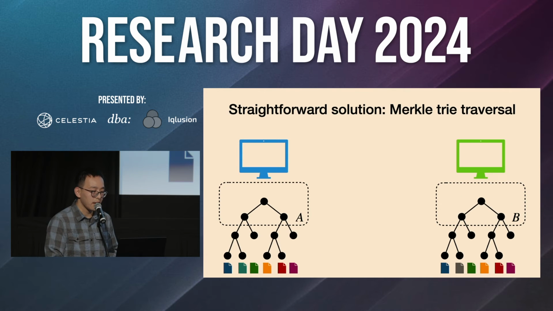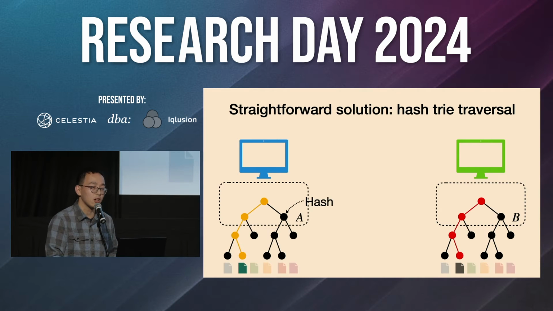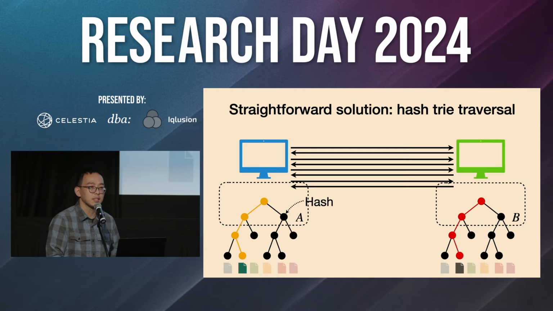And of course, we have the state heal strategy, which is to compare the hash tries that I just talked about. And the problem is that there's an amplification of the depth of the trie, and you have so many round trip times in the network.